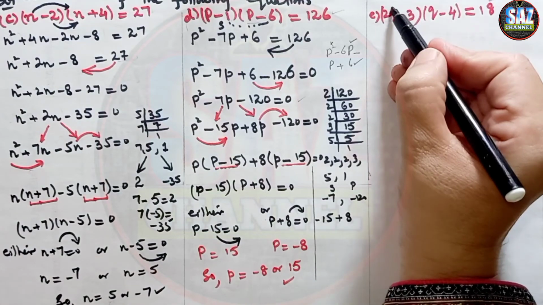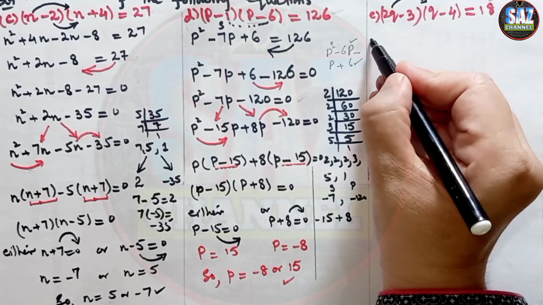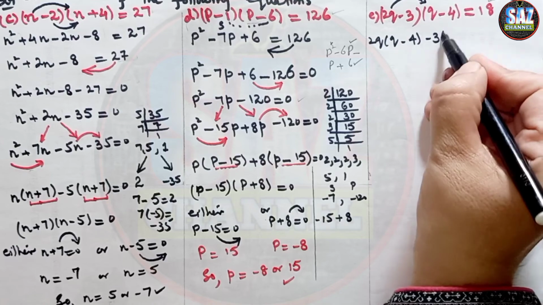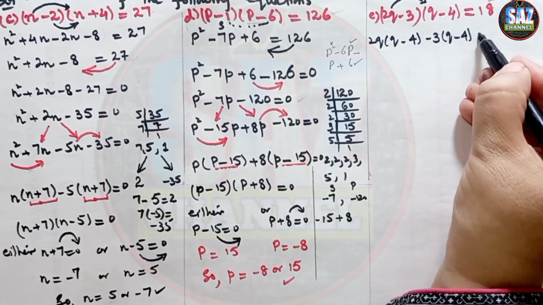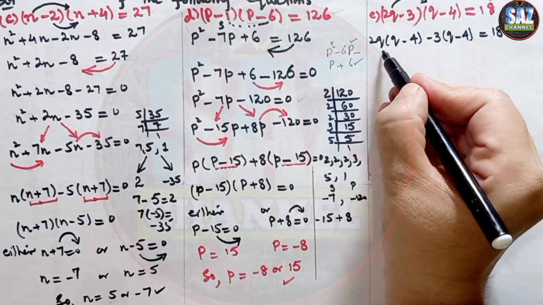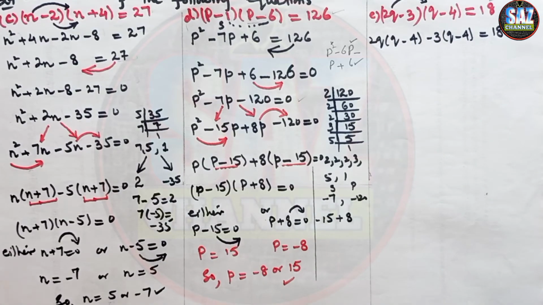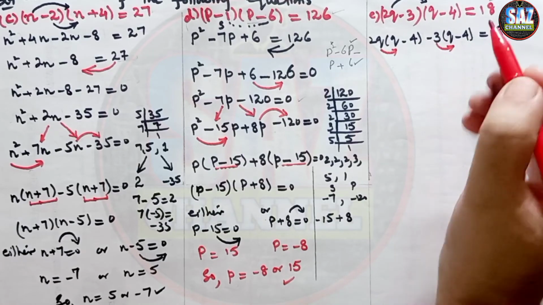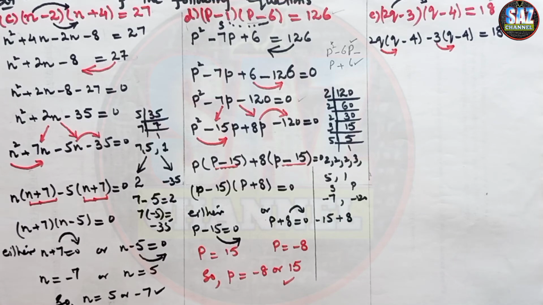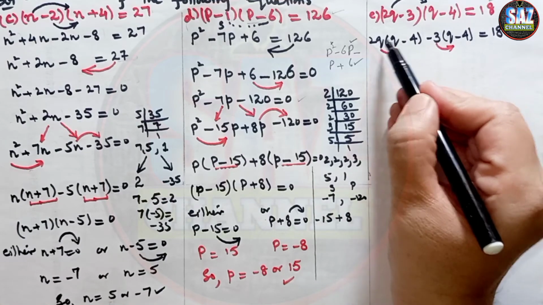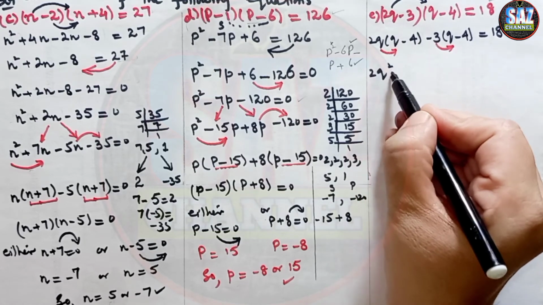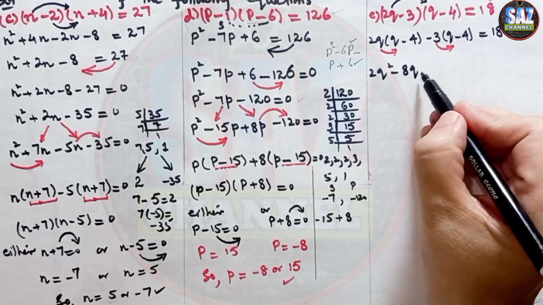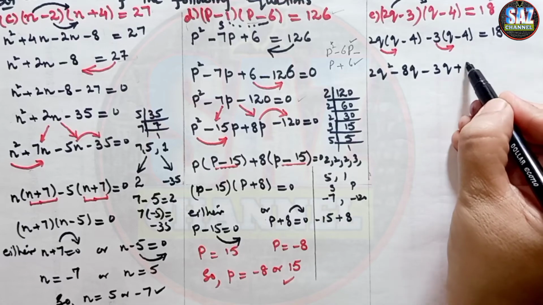That 2q will be multiplied by q − 4. 2q(q − 4) − 3(q − 4) = 18. Now we have to apply the distributive property, that is, multiply the constant and the numbers outside the bracket with every term inside the bracket. When q is multiplied by 2q, it becomes 2q² − 8q. Then −3q + 12.